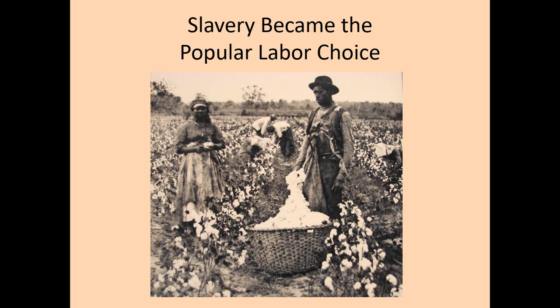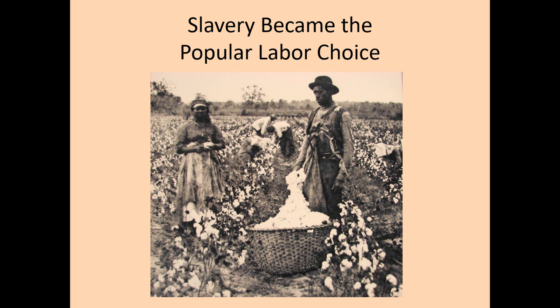As the English establish themselves as the dominant European power in the New World, they start to make great wealth from all the products being dug out of the earth in many cases in the New World by manufacturing them and selling them at higher prices. Slavery became the popular choice for labor. So this is where slavery takes hold in what would become the United States.